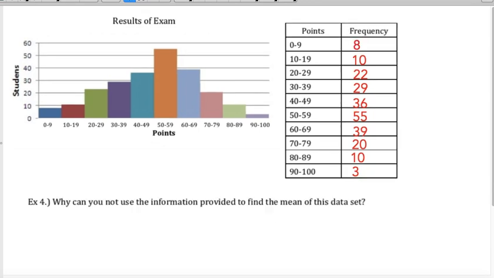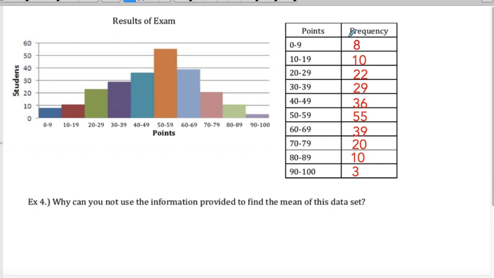Question number 4. Why can you not use the information provided to find the mean? So let's think back, what's the mean? The mean is adding up all of the values and dividing by the number that's there. It's the average. Well, I think if you would go through this with me, let's think about this 8 and then this interval of 0 to 9.